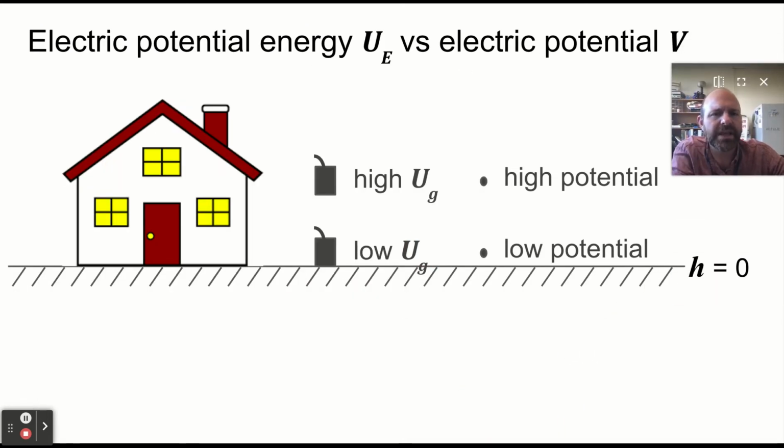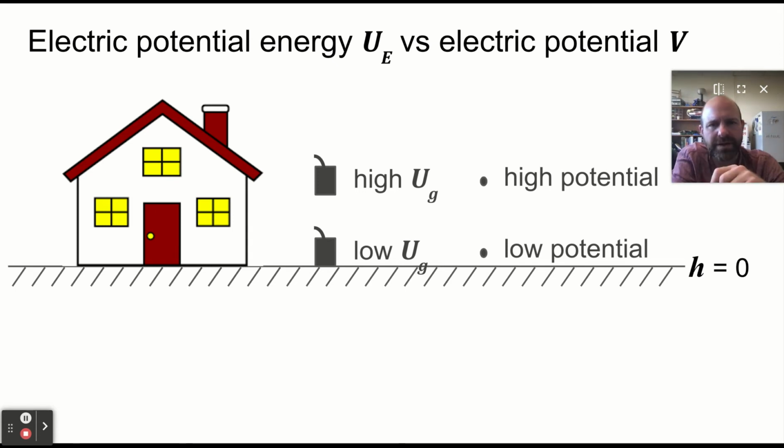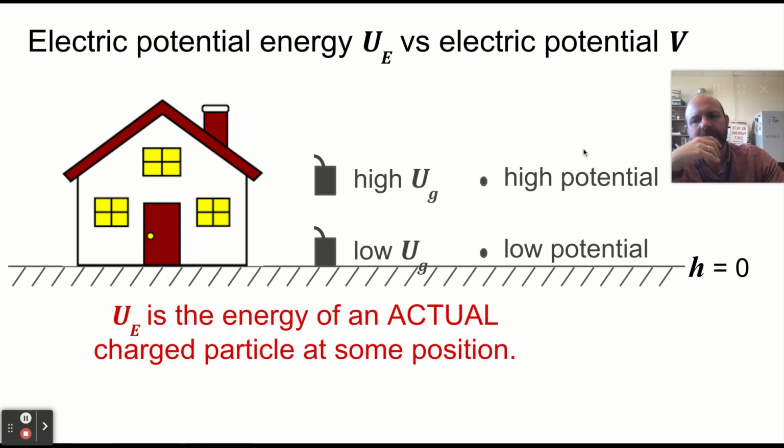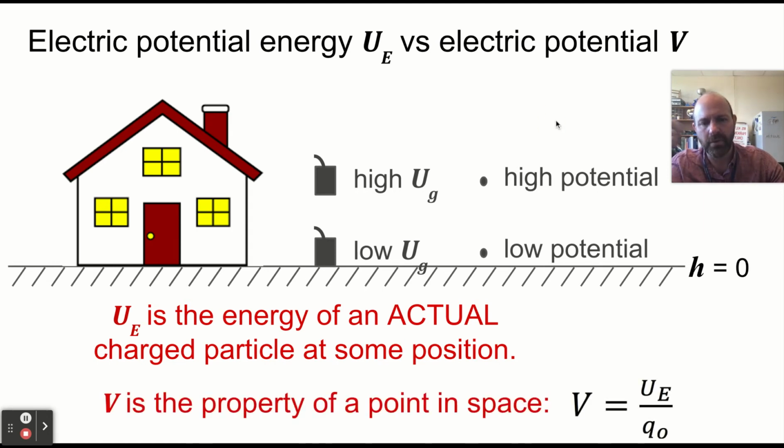So this leads us to thinking about electric potential energy versus electric potential. Now, we know that there's high gravitational potential energy when you lift something up in the air and low when you leave it down, high potential, low potential, right? That's the way this is defined. So the electric potential energy is the energy of an actual charged particle in that position, whereas the potential is a property of a point in space.